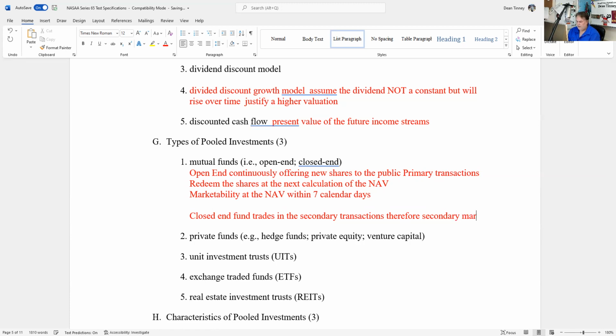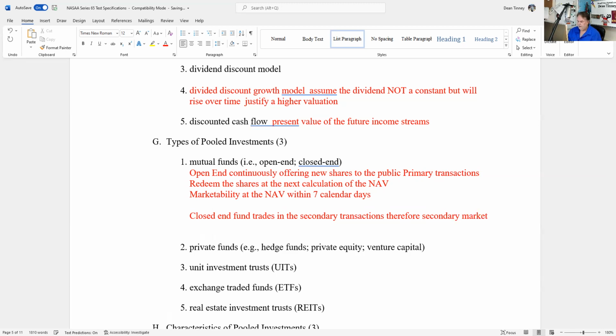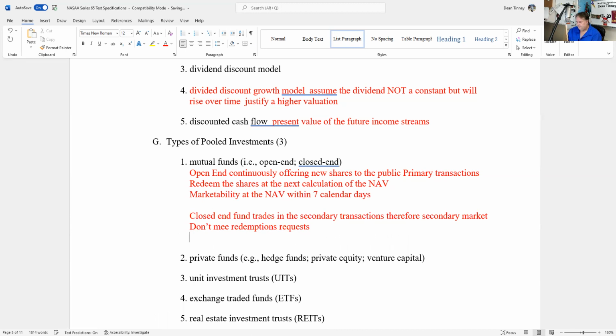Now, what that means is you don't have guaranteed marketability at the NAV. They don't meet redemption requests. And that might be the reason I have chosen to use a closed-end fund in your portfolio as an investment advisor rep, because I don't need to worry about the manager having to meet redemption requests. So these trade on supply and demand, and they might be trading at either a premium or discount to the NAV.